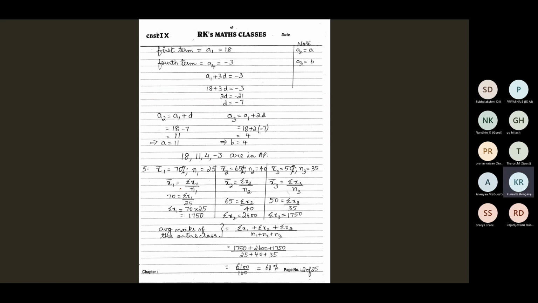So x bar 1 is equal to sigma x1 by n1. X bar 2 is equal to sigma x2 by n2. X bar 3 is equal to sigma x3 by n3. Now substitute in the correct places and find sigma x1, sigma x2, and sigma x3. Now the average marks of the entire class will be sigma x1 plus sigma x2 plus sigma x3 divided by n1 plus n2 plus n3.